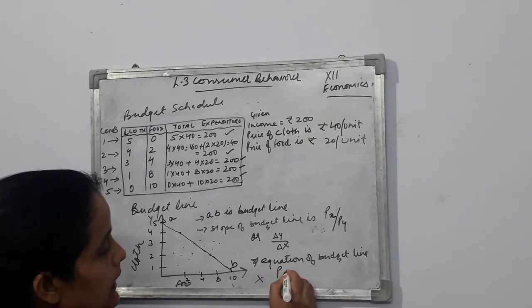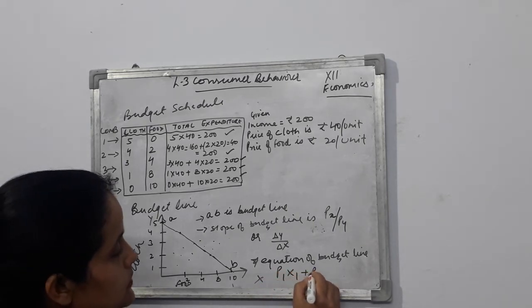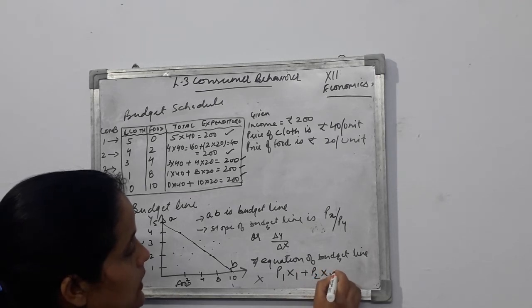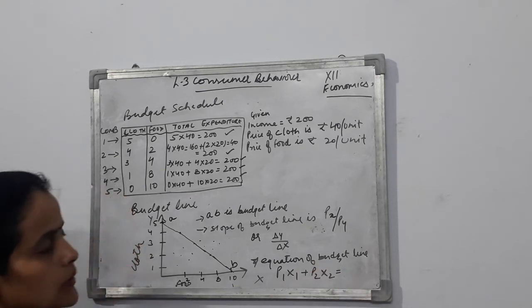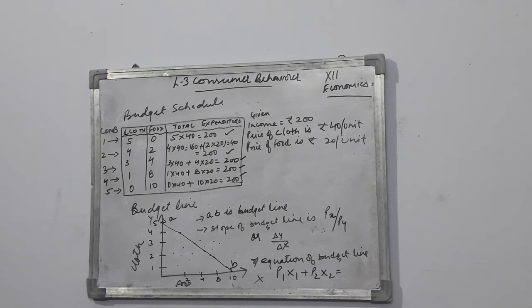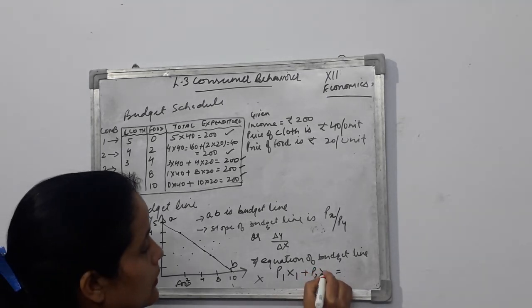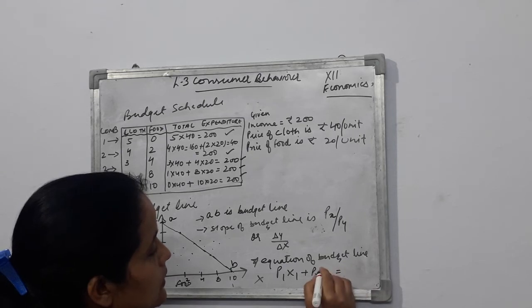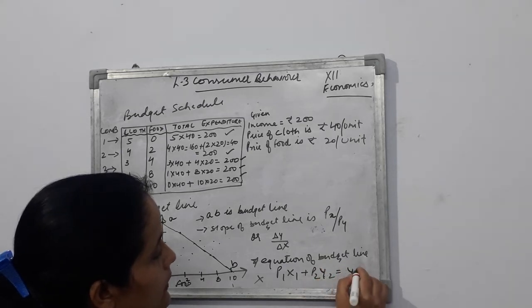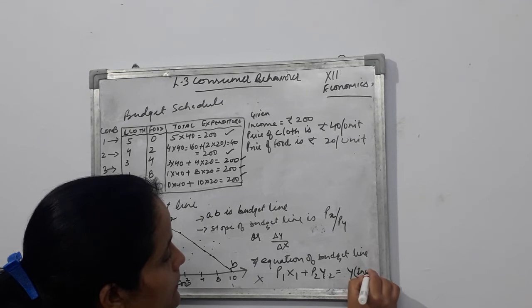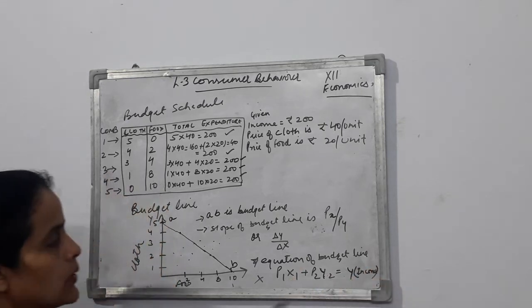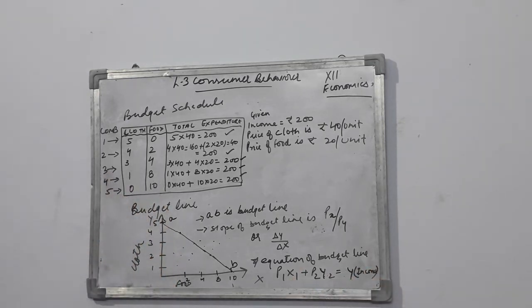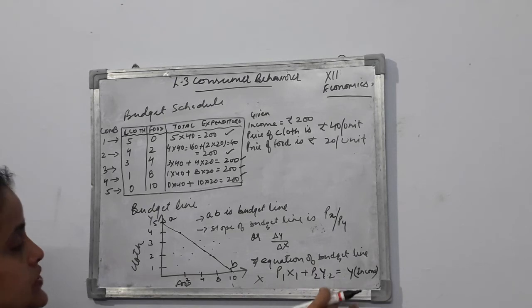P1 into x1 plus P2 into x2 is equals to, और P2 into x2 कर लो या P2 into y2 भी कर सकते हो. P2 into y2 is equals to y, or your income. So this is your equation of budget line. Right, so this is the equation of budget line.